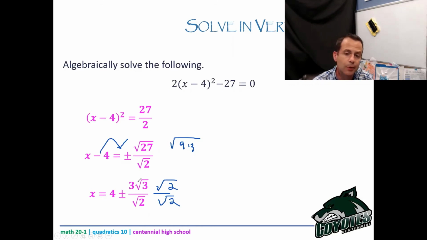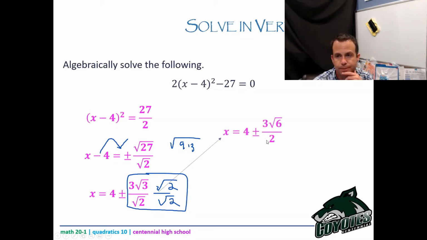Okay, but then what that will give me here is 3 root 6 all over 2. Okay, and that's considered a simpler version. Okay, so 3 root 6 all over 2.